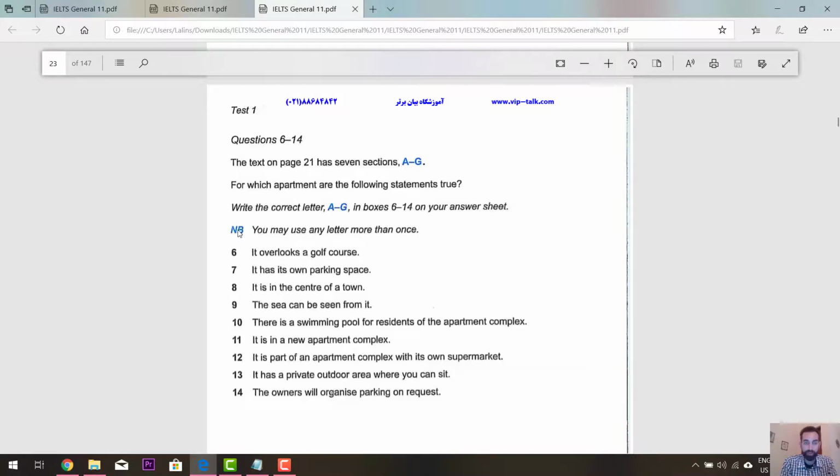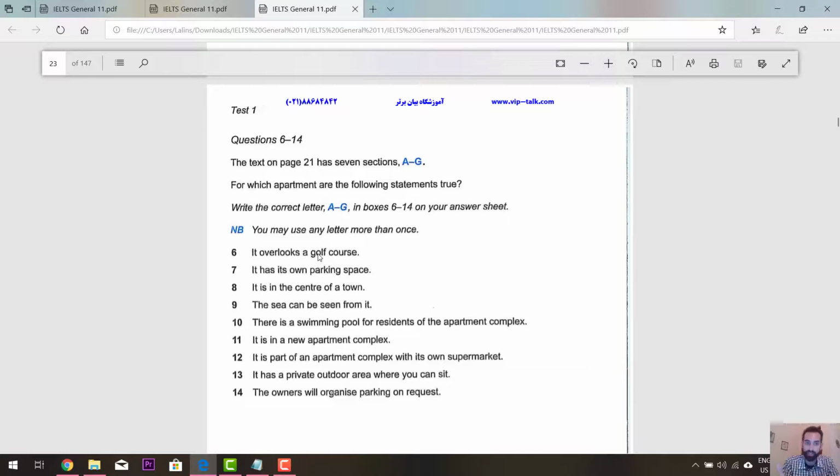That's a note. That means a notation, basically. It's telling you that if one apartment fits the criteria for multiple questions, then you can answer with that letter again. So not every question has its own separate answer. There can be overlapping answers, because 2 different questions could have the same answer.